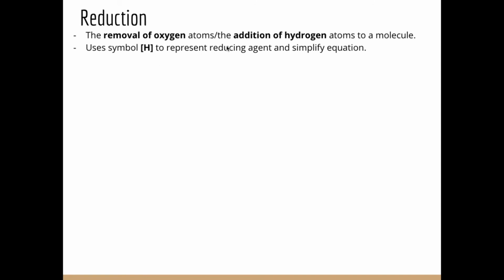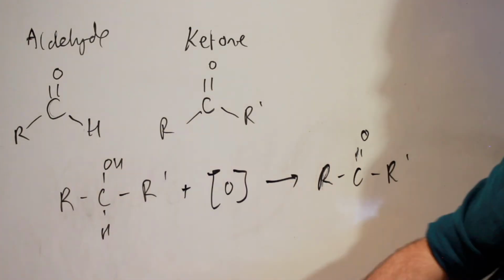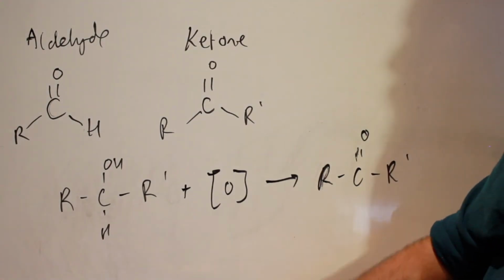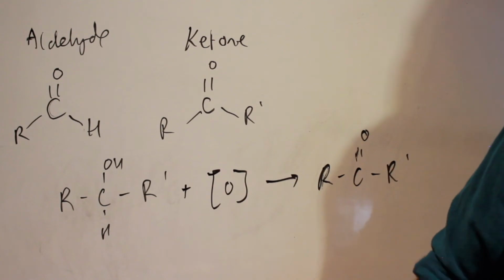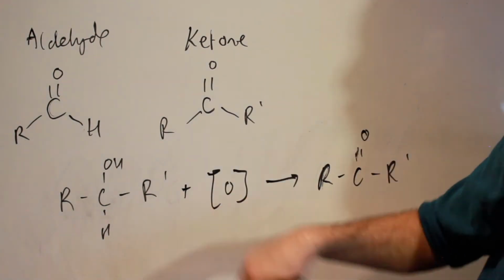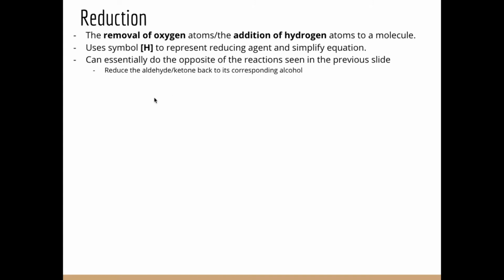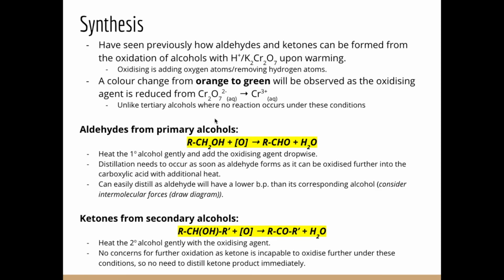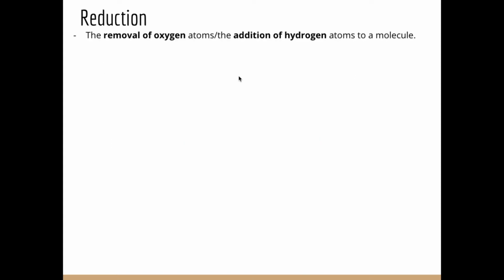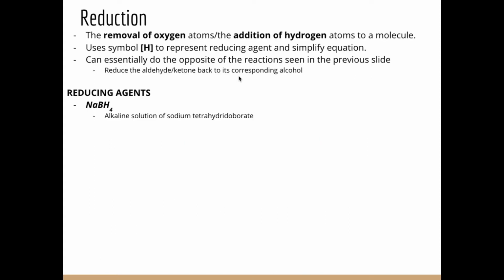We use the symbol bracket H to represent the reducing agent and simplify the equation. So the same way that we've used a bracket O to simplify the oxidizing agent, bracket H, if we're adding the hydrogen, it's a source of hydrogen, we can simplify the reducing agent. We can essentially do the opposite of what we just saw, reduce the aldehyde or ketone back to its corresponding alcohol. So the same way we need to be able to identify our acidified potassium dichromate as our oxidizing agent, we need to be able to recognize certain reducing agents.